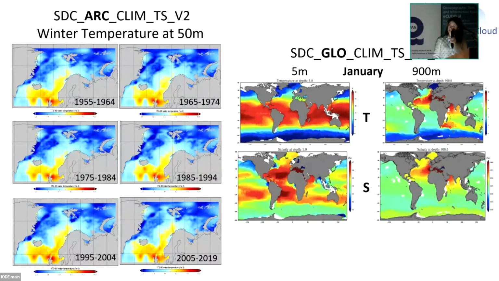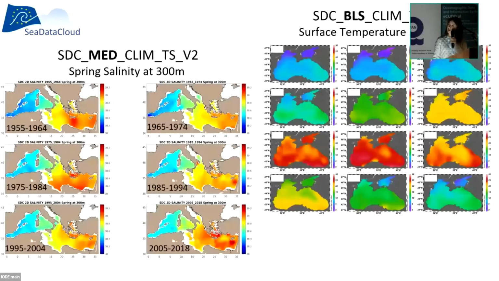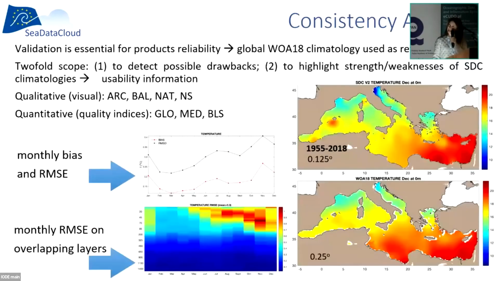Here are some examples of climatologies from the Arctic, the global ocean, the Baltic and the North Atlantic, the Mediterranean and the Black Sea. Then validation is very important for product reliability. And again, we use the World Ocean Atlas climatology, which is a very good product, as reference with the twofold scope. First, to detect the possible drawbacks, but also to highlight the strengths and weaknesses of our climatologies. This analysis has been done both qualitatively and quantitatively.